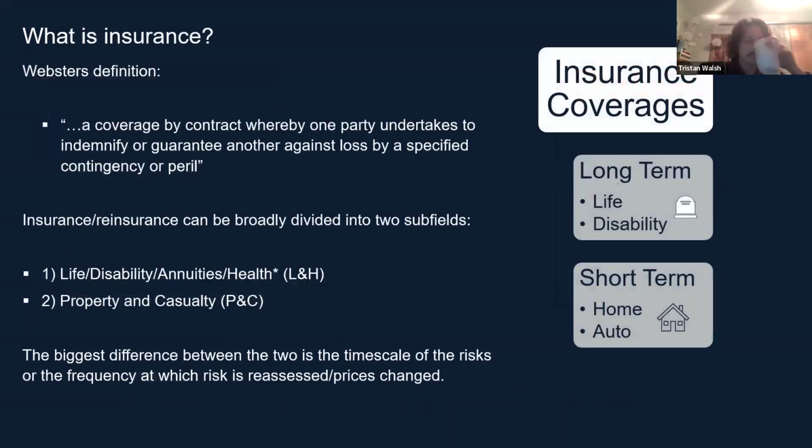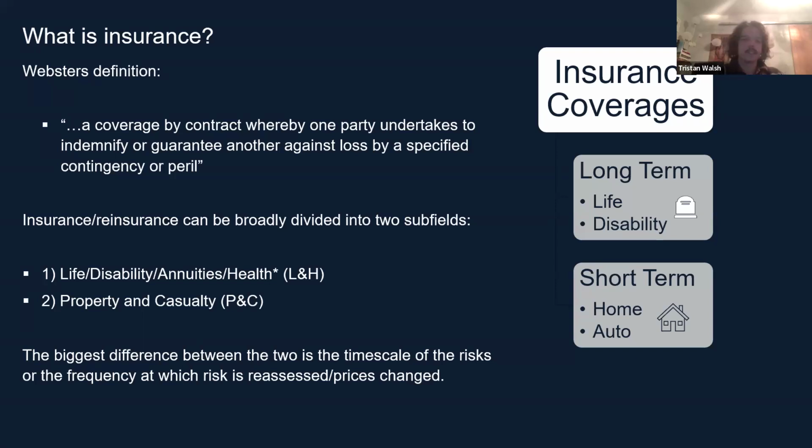So I'll just start off here with really a background on what insurance is. And I think most people here will have an idea of what insurance is. I think by virtue of being an adult, you probably have one, if not multiple insurance coverages. But here Webster's defines it as a coverage by contract whereby one party undertakes to indemnify or guarantee another against loss or specified contingency or peril.